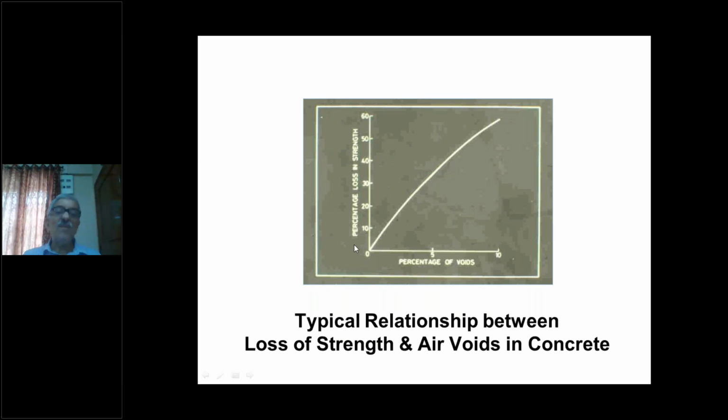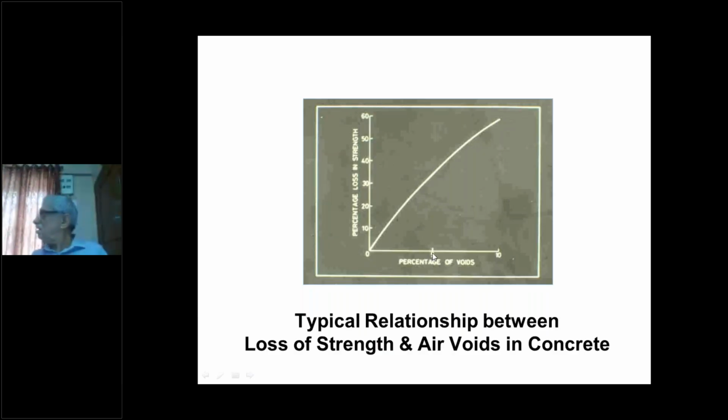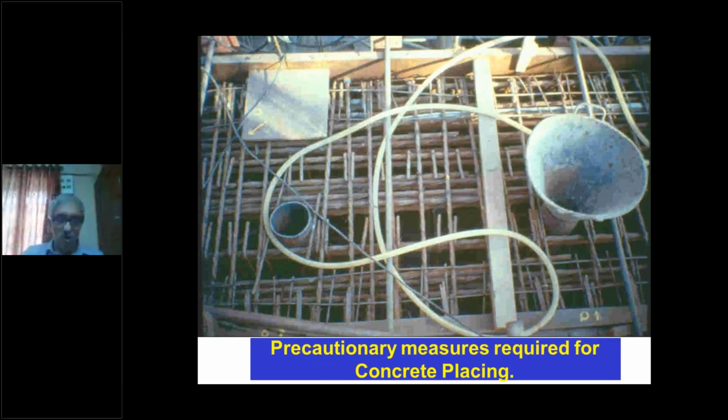A simple graph shows the percentage of voids in concrete and the loss in strength. So 5% voids occurring means 30% loss of strength. So this is a big loss when segregation occurs. So how to do it correctly?